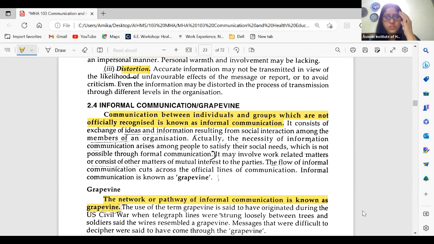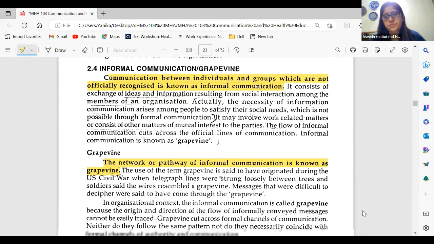Now, one very important thing which we all know about is the grapevine. As you all know, grapes can grow anywhere in any direction. So informal communications which don't have a particular pathway or a systematic schedule of transferring from one person to another are known as grapevine.